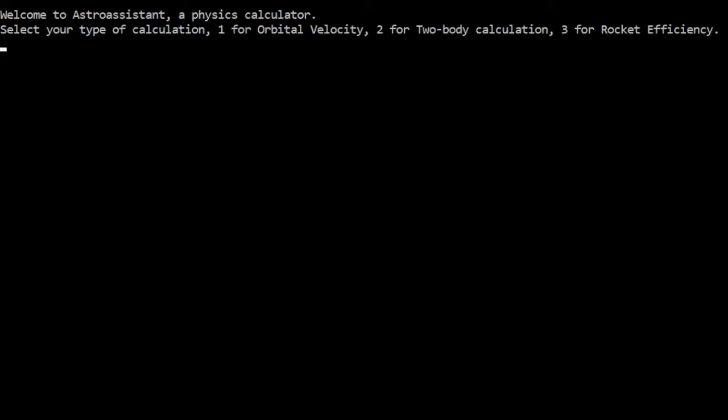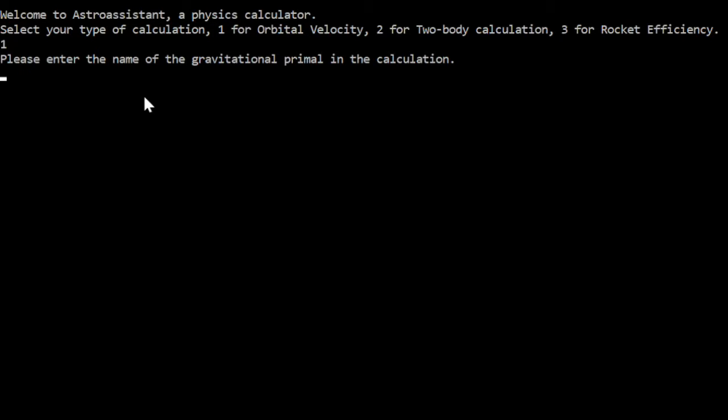Okay, so this is my astrophysics calculator called AstroAssistant. So let's take a look at this. It first welcomes you to the AstroAssistant, a physics calculator, and then it asks you to select your type of calculation. So 1 for orbital velocity, 2 for two-body calculations, which is the interaction of gravity between two bodies, and 3 for rocket efficiency, which originated from the rocket equation. 2 and 3 are currently under development, so I'll give you an update when it's finished. So let's select 1. And please enter the name of the gravitational primary in the calculation.